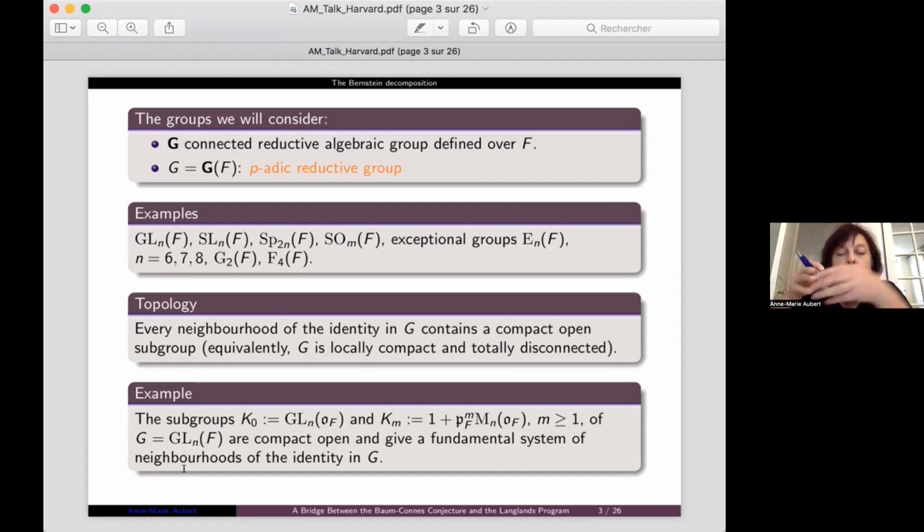And the groups are locally profinite, meaning that every neighborhood of the identity contains a compact open subgroup. An example in the case of GL_N, the general linear group, you can consider the following compact open subgroup. So K_0 is GL_N, so you take the matrices with coefficients in O_F, and this group is a maximal compact subgroup of G. And you consider the group K_M when M is greater than zero, defined as the identity matrix plus P_F, the ideal, to the power M times the N by N matrices with entries in O_F. And this gives us a fundamental system of neighborhoods of the identity of our group.